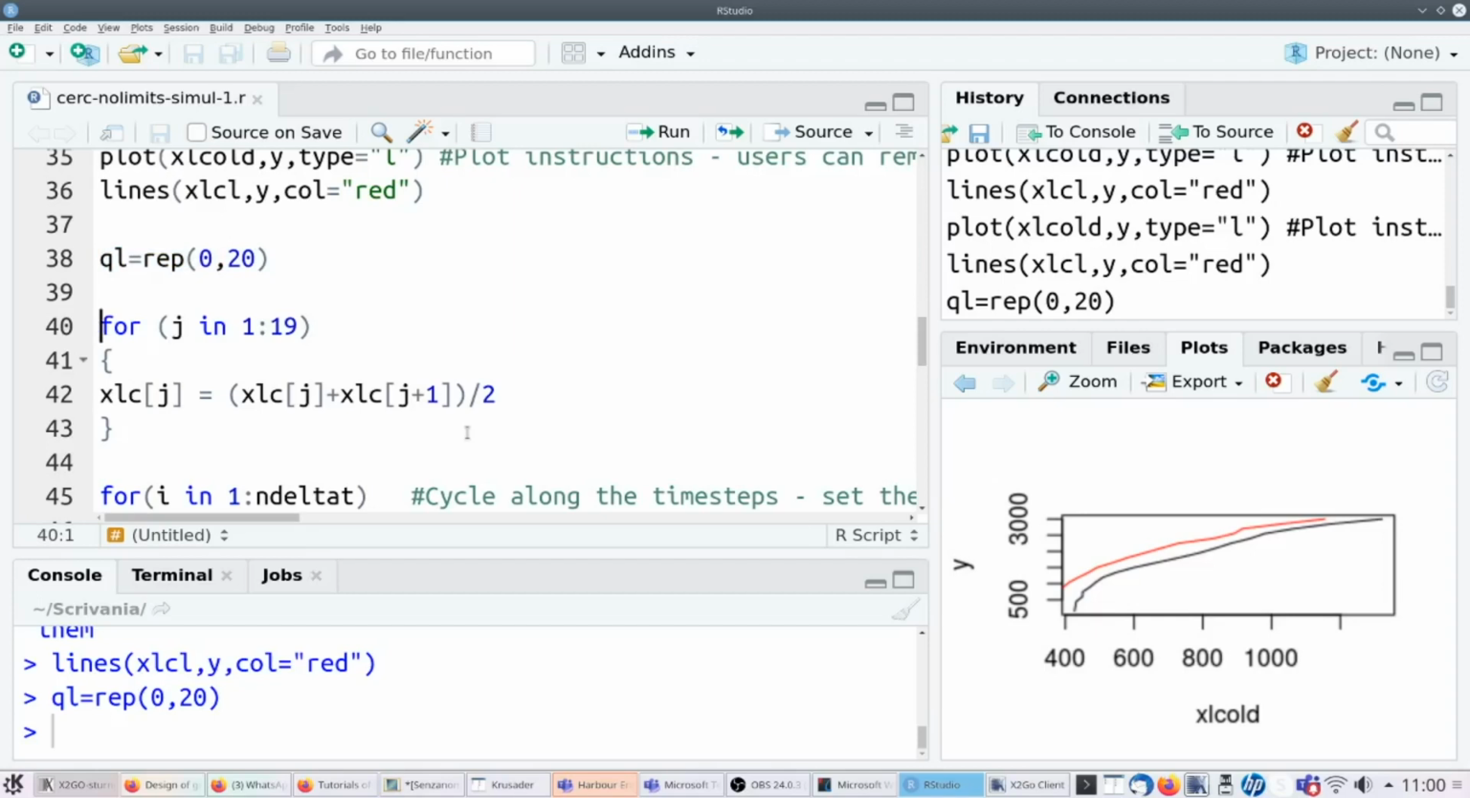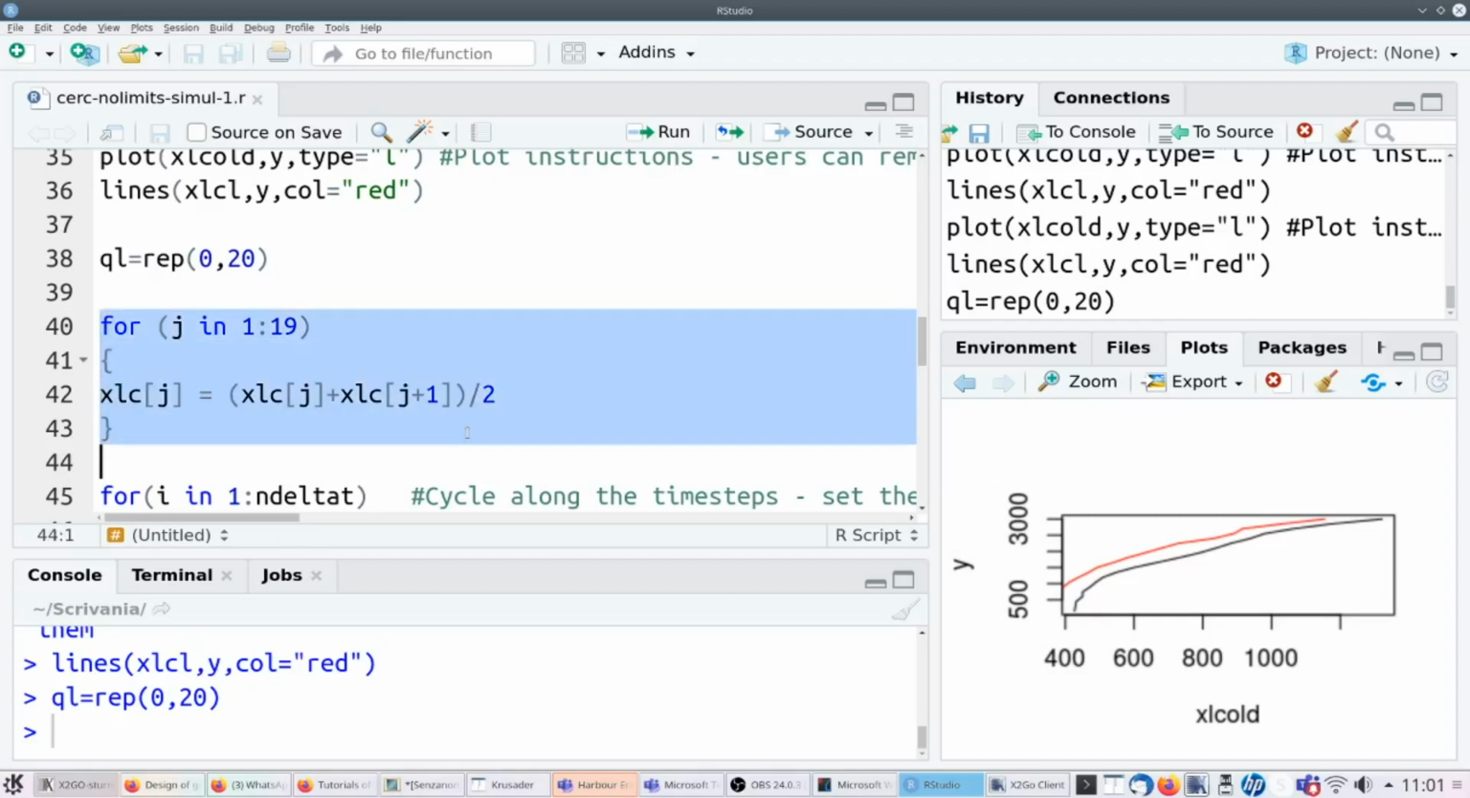As I said, we need to run the simulation at each time step, and at each time step we have to run the simulation at each spatial step. So we need two cycles, one cycle over the time steps and another cycle over the spatial steps. Let's start with a preliminary cycle. The preliminary cycle is meant to compute the average coordinate of the coastline.